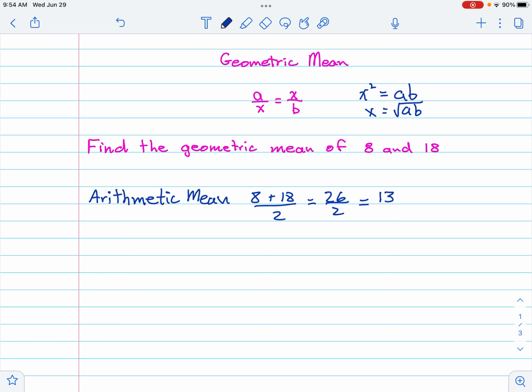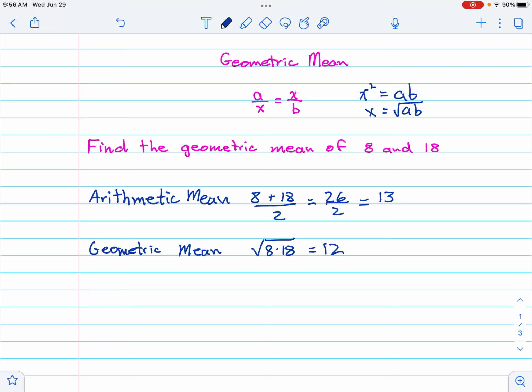Now, the geometric mean is a little bit different. What it is, it's the nth root. So there's 2 numbers here. So we take the square root of the product, 8 times 18 in this case. Now, if we work this out, we would find that this is 12. So that's the geometric mean, and notice it's pretty close to the arithmetic mean.